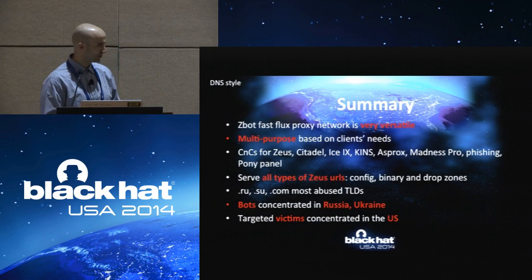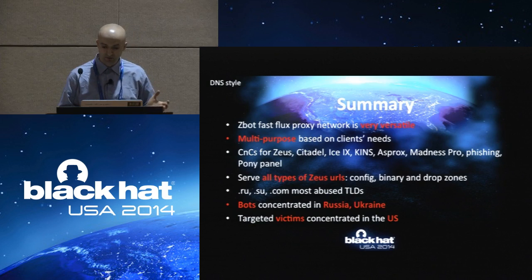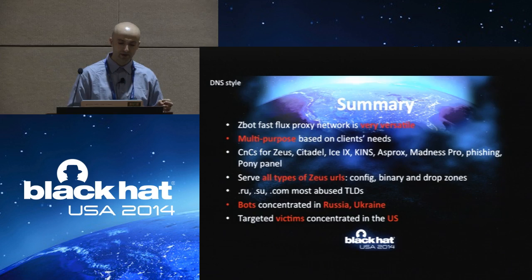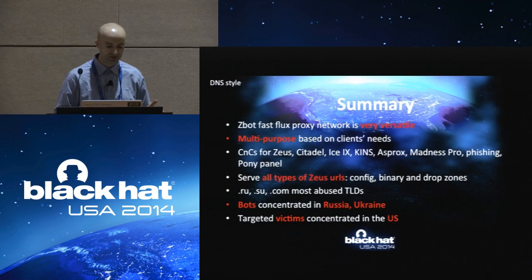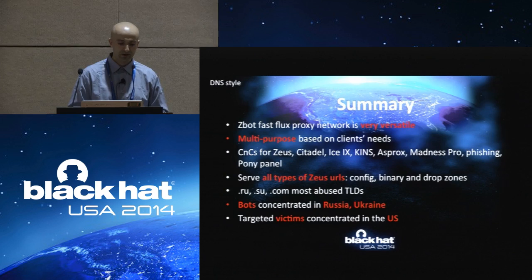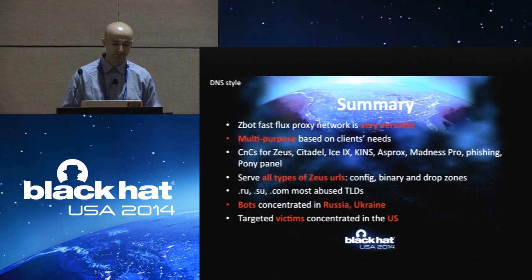As a conclusion, what we shared with you was basically that the Zbot fast flux proxy network is quite versatile. Everyone knows about fast flux. It's been around for a while. But what we found out here is that it's very multi-purpose. A lot of malware families still use it, and it's serving all types of Zbot or Zeus URLs.